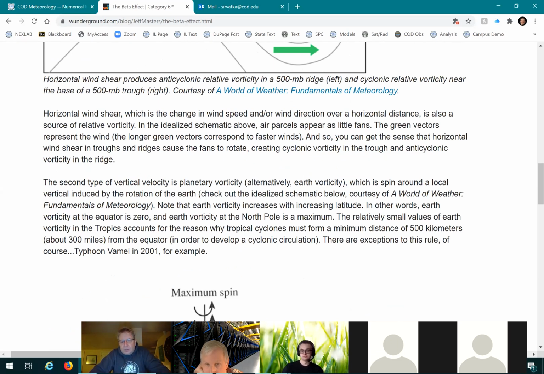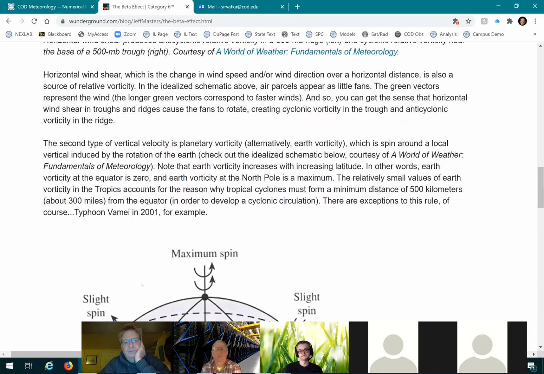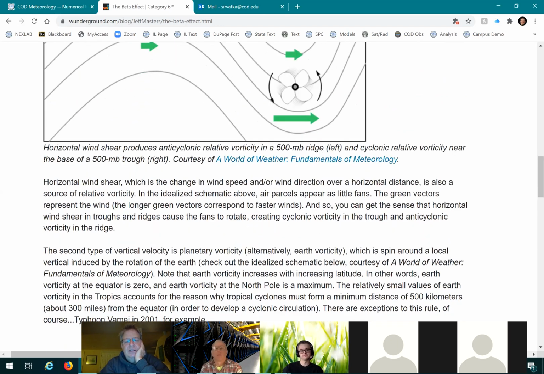Okay, go ahead, James. Would you read the next one? Second type, horizontal shear. Horizontal wind shear, which is the change in wind speed and/or wind direction over a horizontal distance, is also a source of relative vorticity. In the idealized scenario above, air parcels appear as little fans. The green vectors represent wind. The longer green vectors correspond to faster winds. And so you can get the sense that horizontal wind shear and troughs and ridges cause the fans to rotate, creating cyclonic vorticity in the trough and anticyclonic vorticity in the ridge. Right, so curvature and shear.